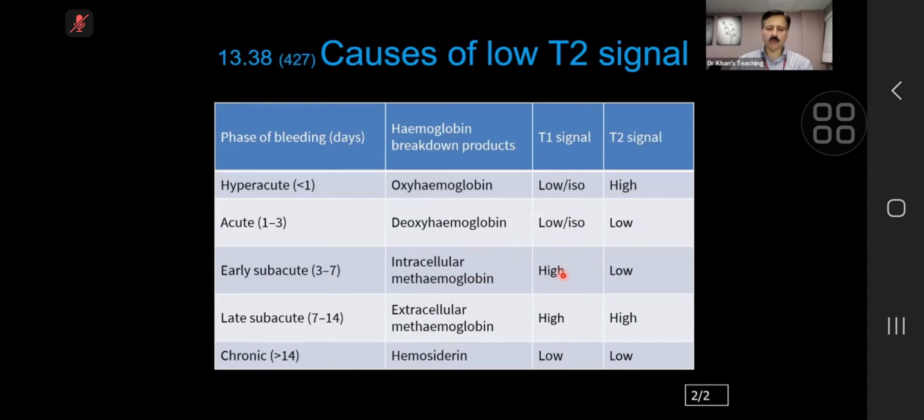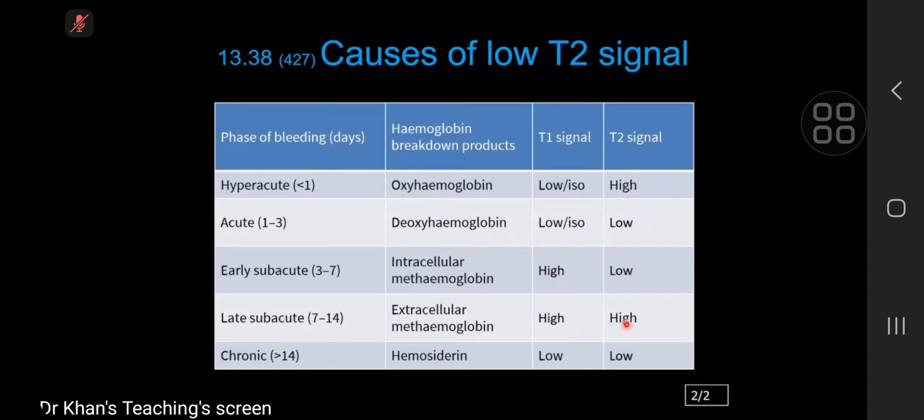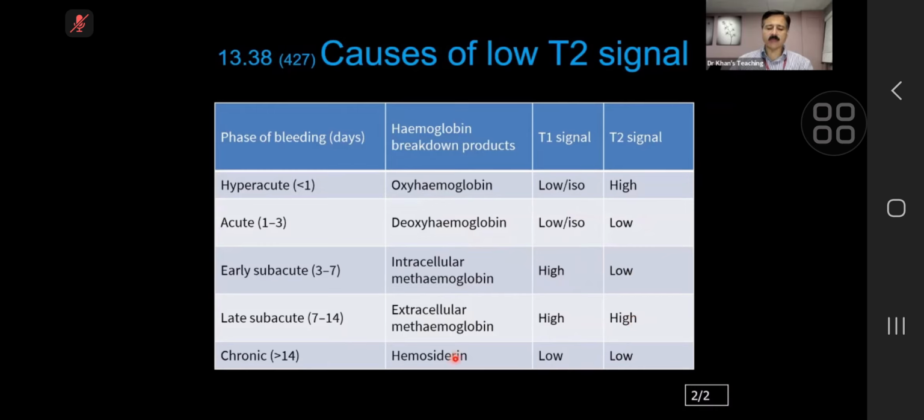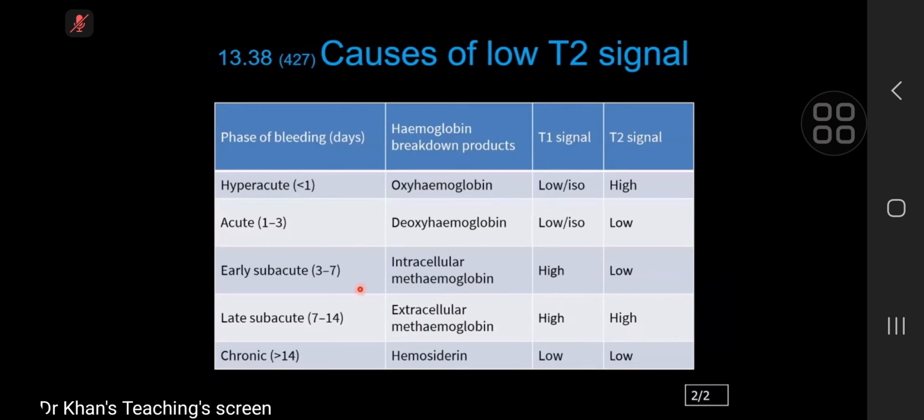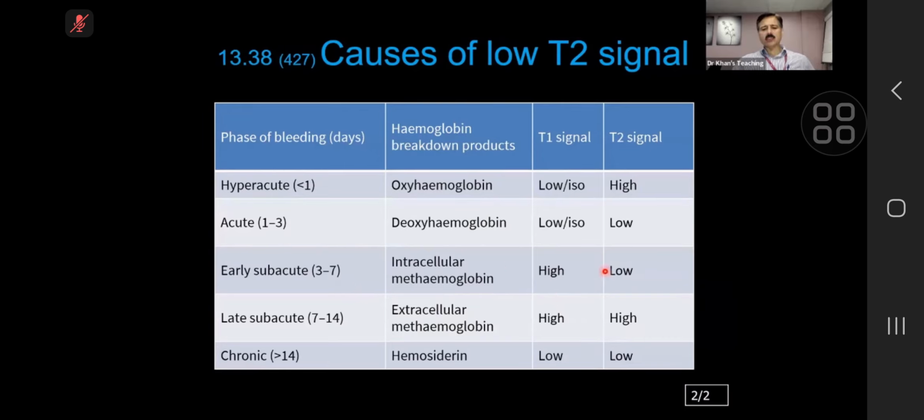Early subacute hematoma is bright on T1 and low on T2. Late subacute hematoma, which is 7 to 14 days, is high on T1 and high on T2. And then when it becomes hemosiderin, it is low on T2. So point to remember, in the exam, they will ask you subacute hematoma, which will be bright on T1, and then on the basis of T2, you can classify it.